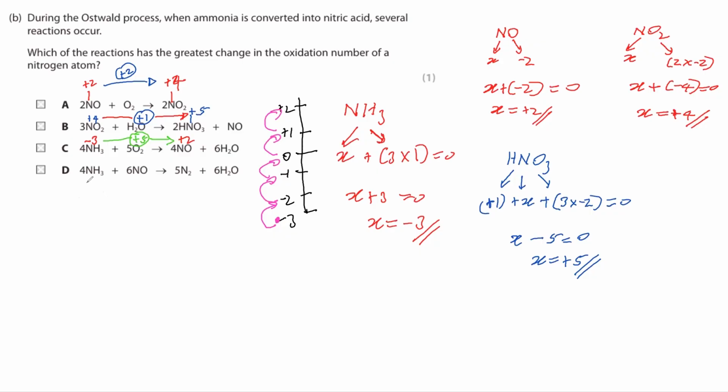Here in ammonia, nitrogen is again -3. Nitrogen is an element, so it's 0. From -3 to 0, the difference is 3. So therefore our answer is C.